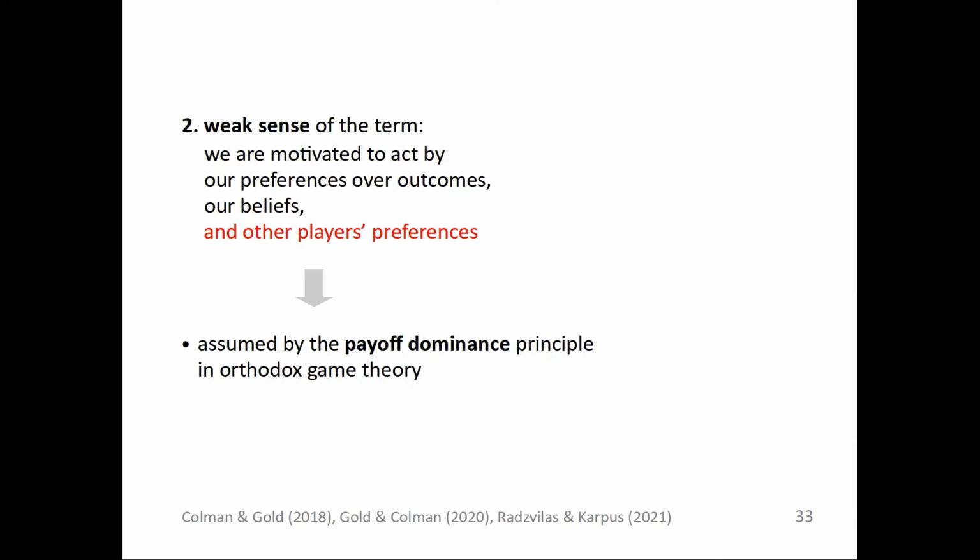The idea that we are sometimes motivated by other players' preferences over outcomes is actually implicitly assumed in some branches of orthodox game theory. I won't go into the details here, but the payoff dominance principle in the Nash equilibrium refinement program is one such example.